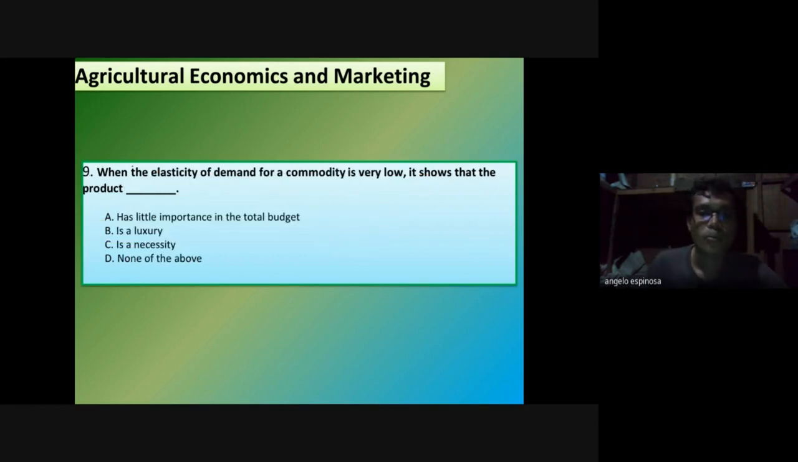Number nine, when the elasticity of demand for a commodity is very low, it shows that the product is blank. When the demand is very low, what do you think is the correct answer? It is a necessity. A luxury would be the one that increases. And the other option, has little importance in the total budget, is not related. So the correct answer is letter C.